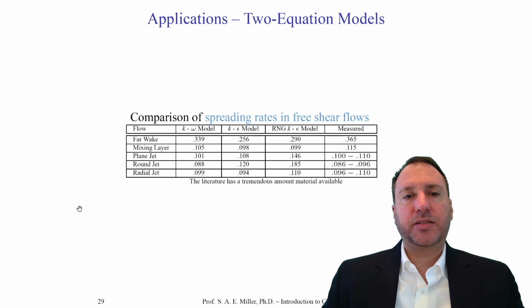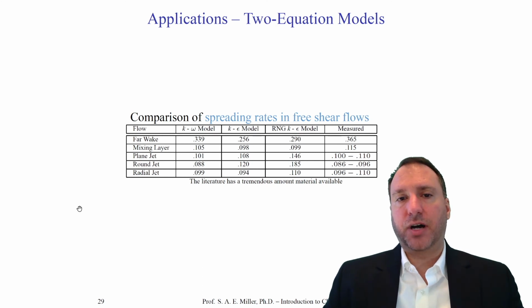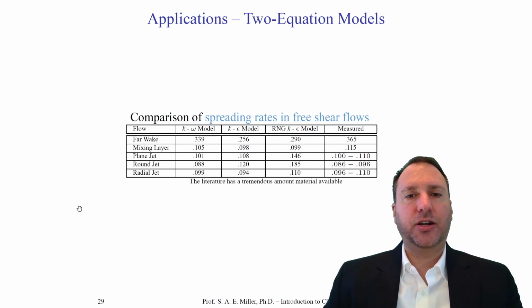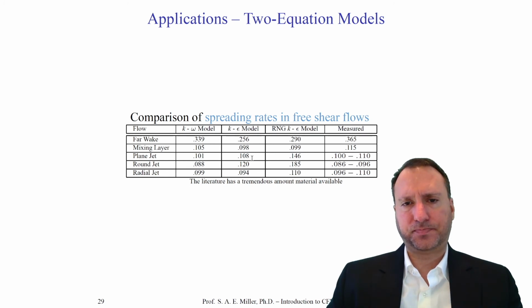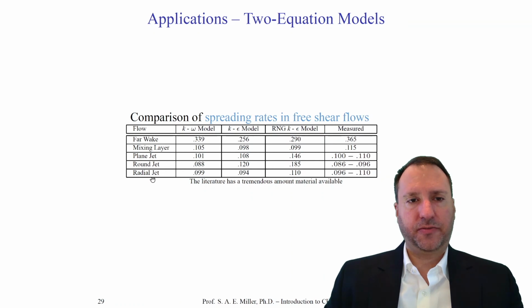Let's now look at some experimental errors for particular two-equation models. And I should mention here that there's different kinds of models. This is a standard K omega model, this is a standard K epsilon model, and here's the so-called RNG K epsilon model, which is a modification of K epsilon. And we look at particular flows, far wakes, mixing layers, and 3 types of jets. And of course, we're looking at the particular measurements and ranges of measurements and comparing them with the results.